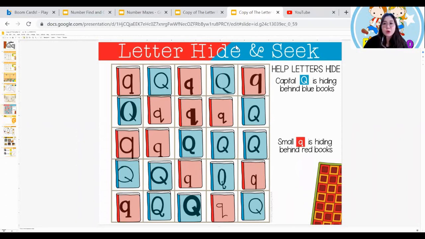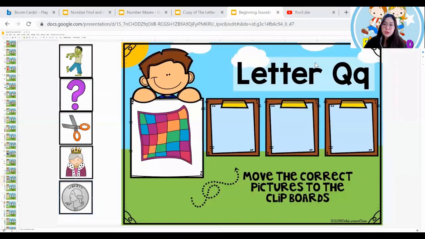So now let's look for pictures that start with the letter Q. We have the letter Q here, and we have to look for the other pictures that have the Q sound, just like our quilt. So we have zombie. Does zombie start with the letter Q? No, zombie starts with the letter Z. Next picture, we have question mark. Does question mark start with the letter Q? Yes, it does. So let's put question mark there.